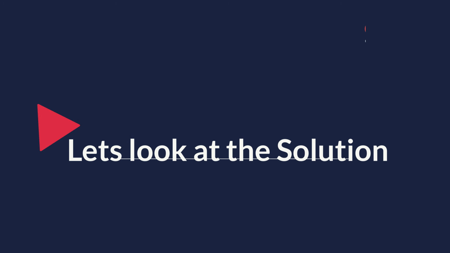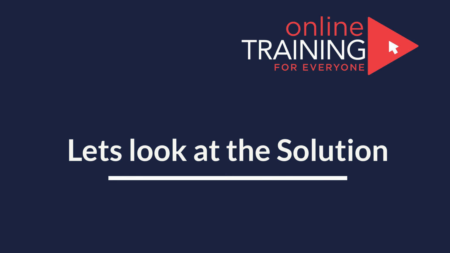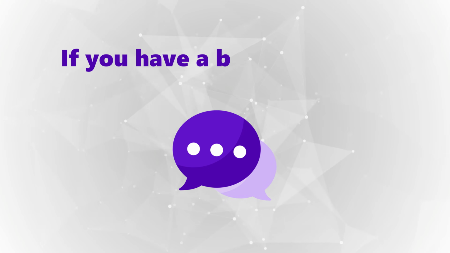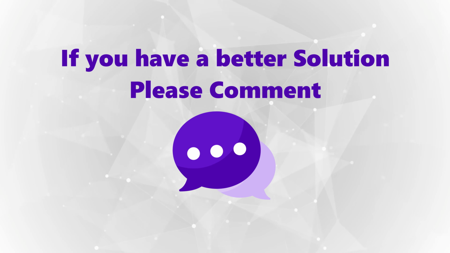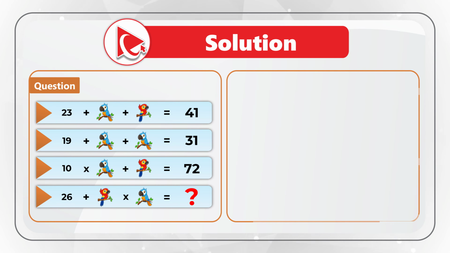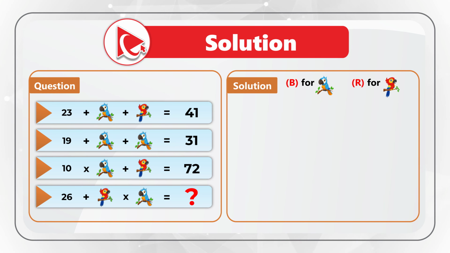And on my end, I am moving forward to share with you my version of the solution. And obviously, if you have a better way to solve it, please make sure to post in comments so we can all learn. For simplicity, let's create variables. We will use B for blue parrot and we will use R for red parrot.